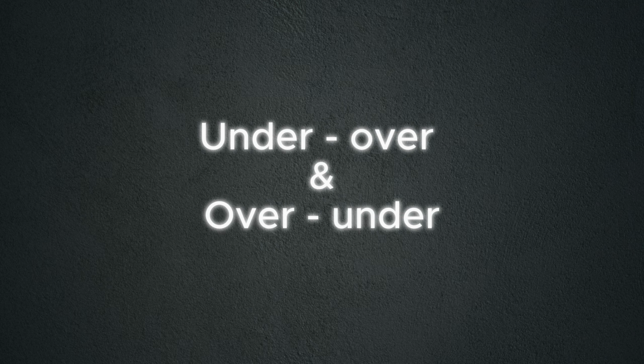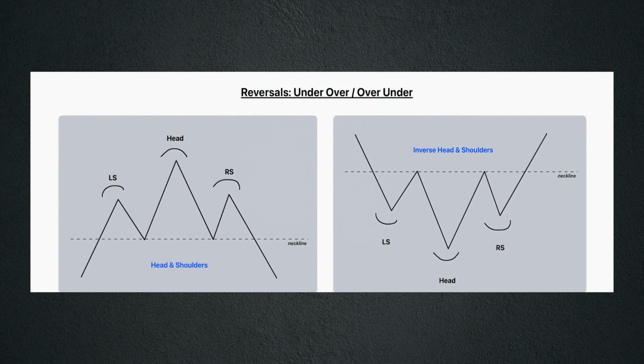So, in this lesson we're going to talk about the under-over and over-under pattern. These are sometimes incorrectly called head and shoulders or an inverse head and shoulders. They look the same to the untrained eye, but a head and shoulders, for anyone who doesn't know, looks like this, and an inverse head and shoulders looks like that.